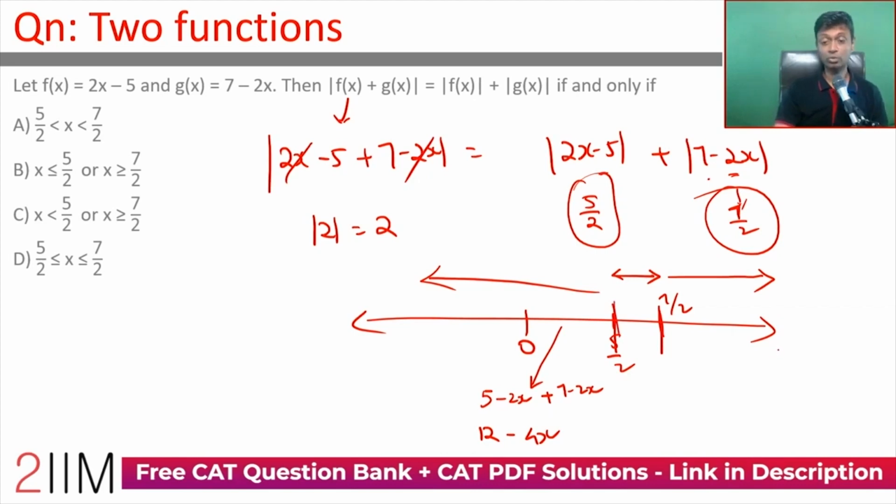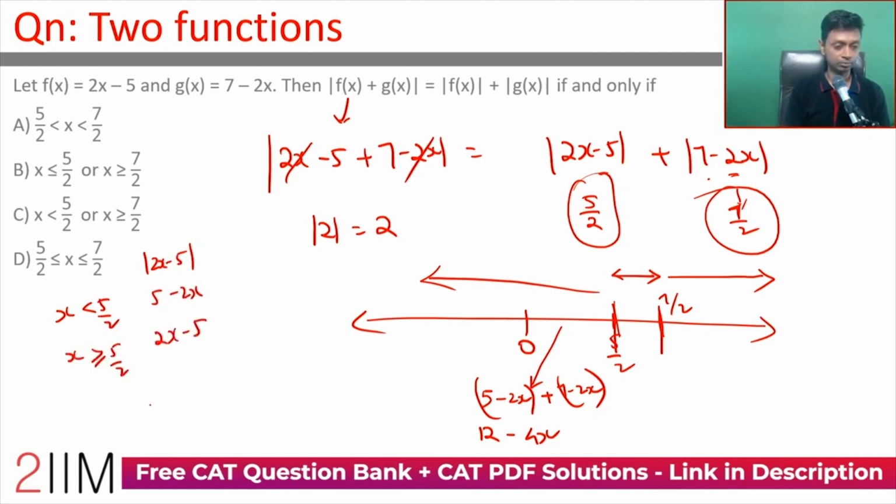Fine. So for 0 to 5 by 2, the expression will be like this. When x is less than 5 by 2, modulus of 2x minus 5 is of the form 5 minus 2x. When x is greater than or equal to 5 by 2, modulus of 2x minus 5 will be 2x minus 5. Likewise, when x is less than 7 by 2, modulus of 7 minus 2x will be 7 minus 2x. When x is greater than or equal to 7 by 2, modulus of 7 minus 2x will be 2x minus 7.